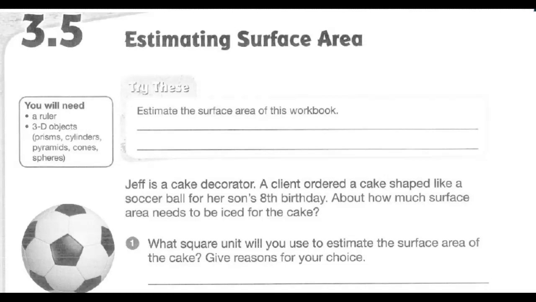Okay, this chapter is looking at estimating surface area. Estimating is kind of hard sometimes, but it is just an estimate. First, in the Try These, it says estimate the surface area of the workbook that you're working in. So basically it's not getting a ruler out and measuring it. It's thinking about approximately, like if you think of a ruler, the length of your workbook, or the height of it, I would say, is about the length of a ruler.